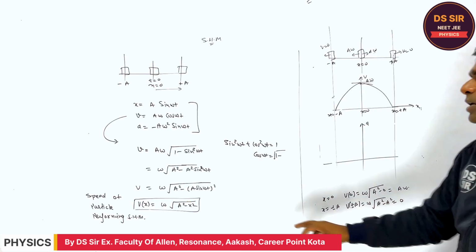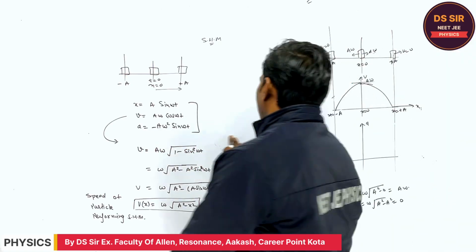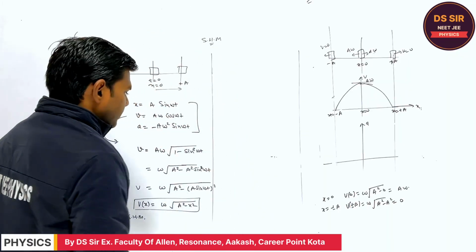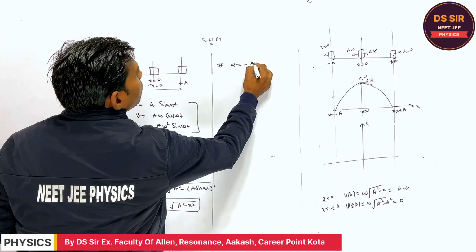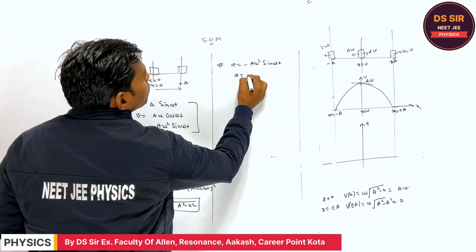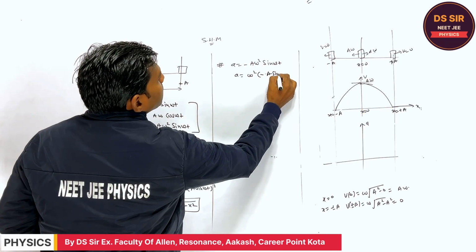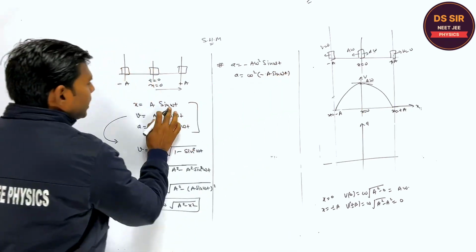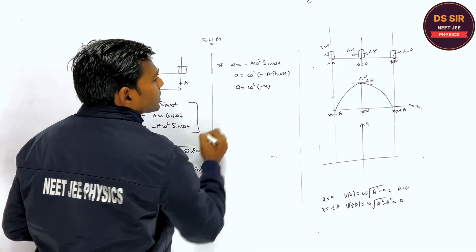Now we see how the acceleration is related to x. For example, you may write on this side. The acceleration is minus a omega square sin omega t, which may be written as minus omega square times a sin omega t. And a sin omega t is nothing but x. So acceleration is equal to minus omega square x.